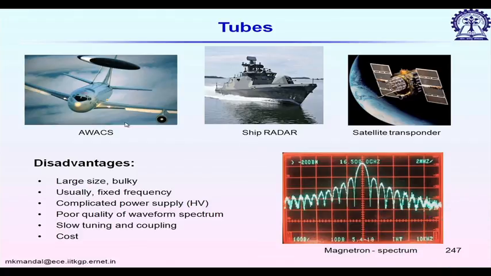Now, here are some more examples of microwave and millimeter wave power sources. In most of these applications till now, different types of tubes are continuously being used. But the disadvantage of these tubes is that they are large, bulky, and usually operate at fixed frequency. So, frequency tunability becomes a problem with them, and not only that, they are usually narrowband and also have a spurious spectrum.